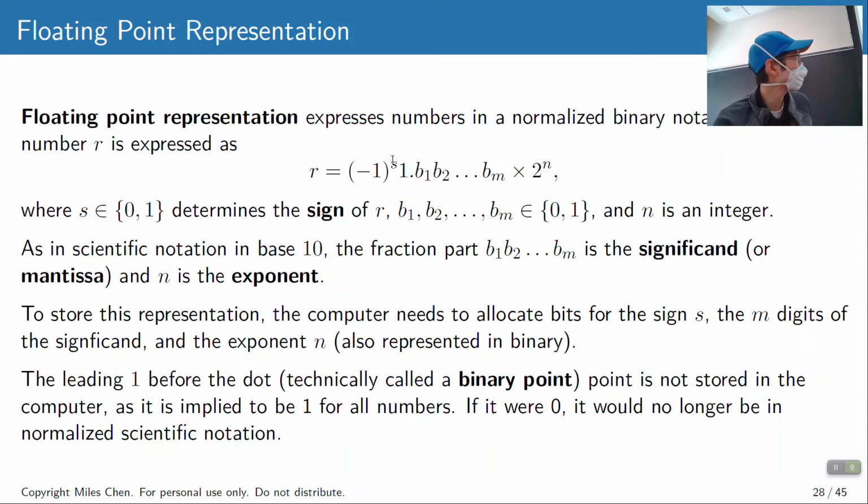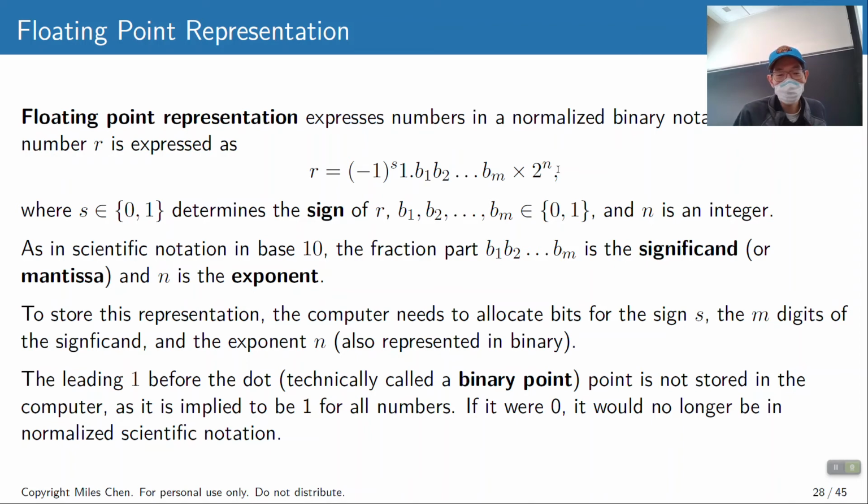And so here, we're going to have a few things. We need something that keeps track of our sign, whether it's positive or negative. Then we're going to have values after the binary point, because we're always going to assume that the value in front of the binary point is a 1. After that, we're going to have some values stored here, which will be 0s or 1s, and then it will be multiplied by 2 to some power.